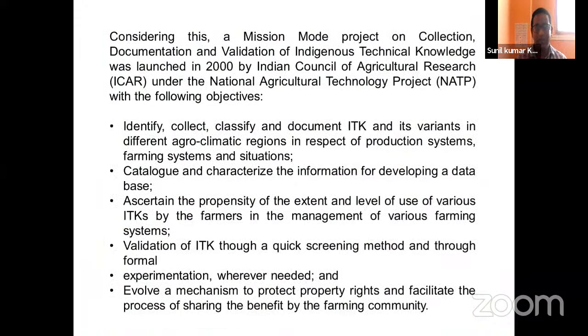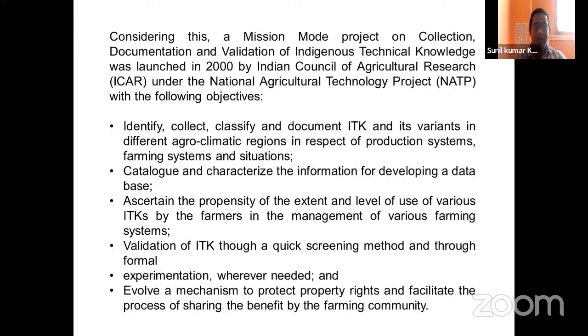So considering this ITK, the one mission mode project on collaboration and documentation of indigenous technical knowledge was launched by ICAR in 2000 under the NATP project, that is National Agriculture Technology Project, with the following objective of identifying, collecting, and classifying the documented ITKs in their variant forms, maybe related to agroclimatic conditions, the crop production system, farming system, and the different agroecological situations.